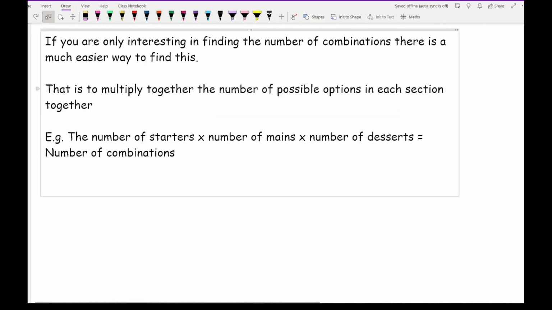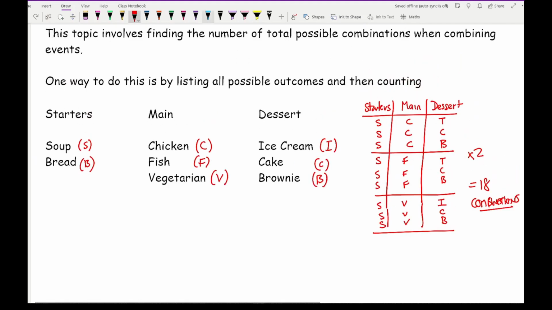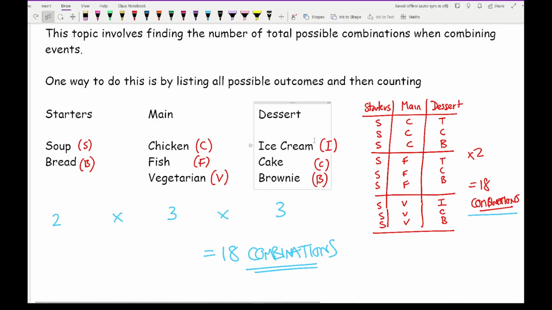Now, if you are only interested in finding the number of combinations, then there is a much easier way of doing this rather than listing them all out, and that is by multiplying the number of possible options in each section together. So for example, multiplying the number of starters, the number of mains, and the number of desserts. If I go back to the previous question, here I've got 2 options, 3 options, and 3 options, and if I multiply all those numbers together, I get the answer of 18 combinations, which is the same answer as I got by listing the combinations out, but I did it in seconds rather than writing them all out.